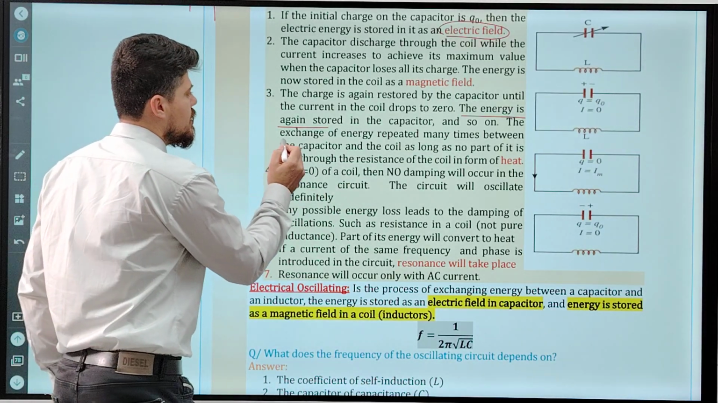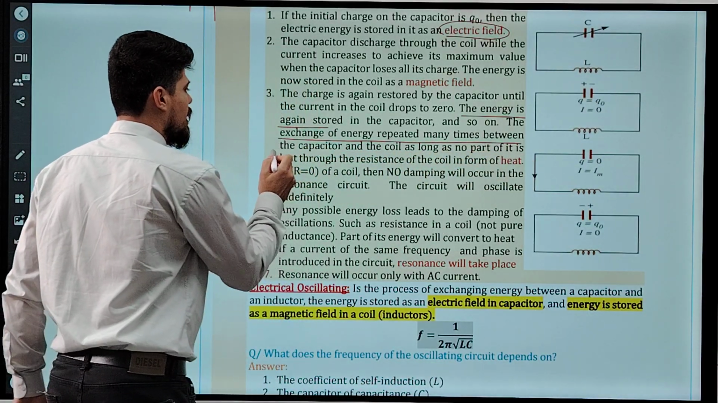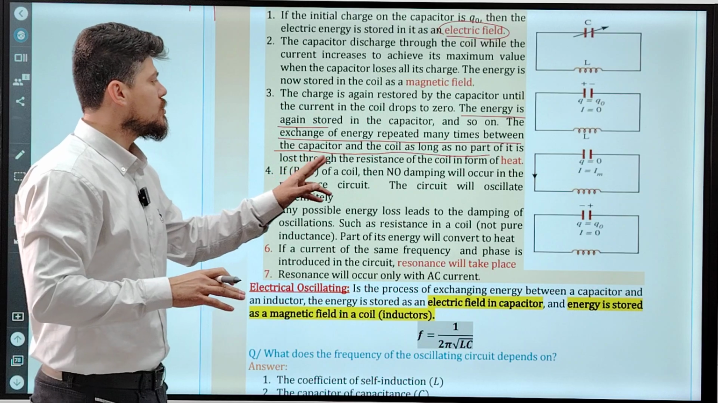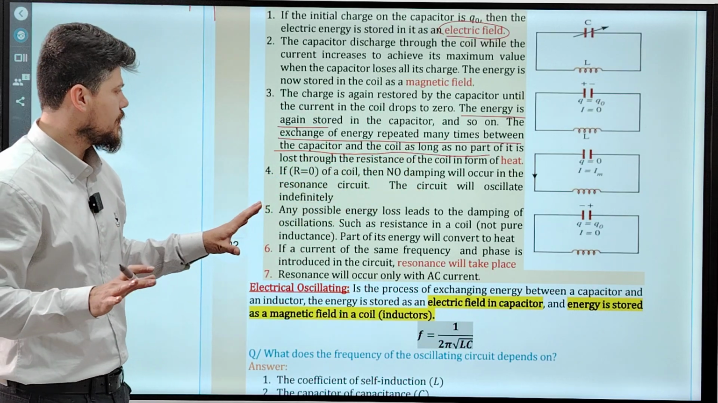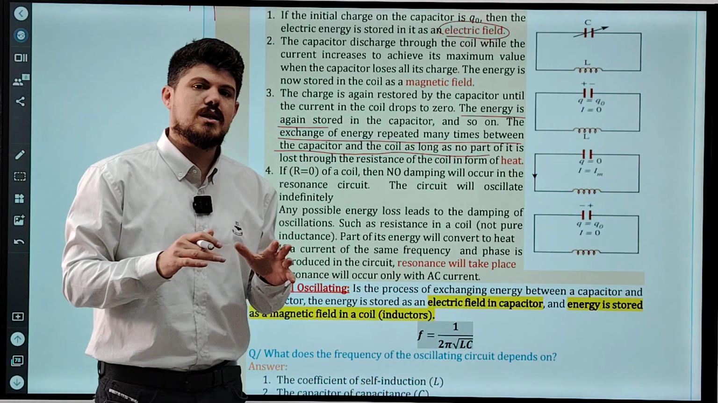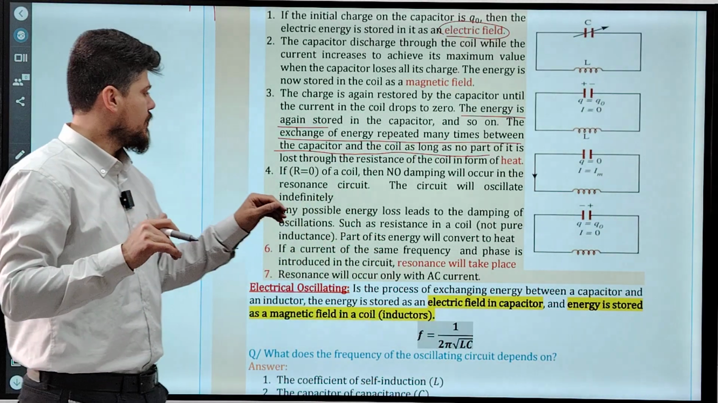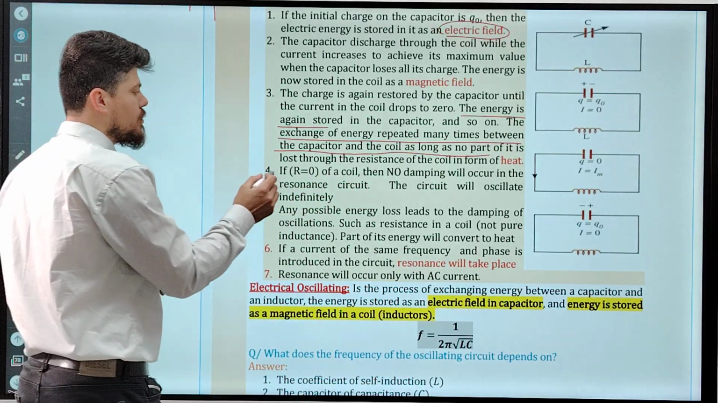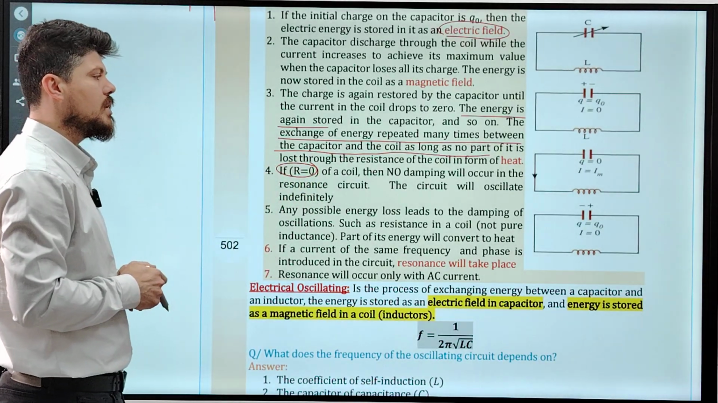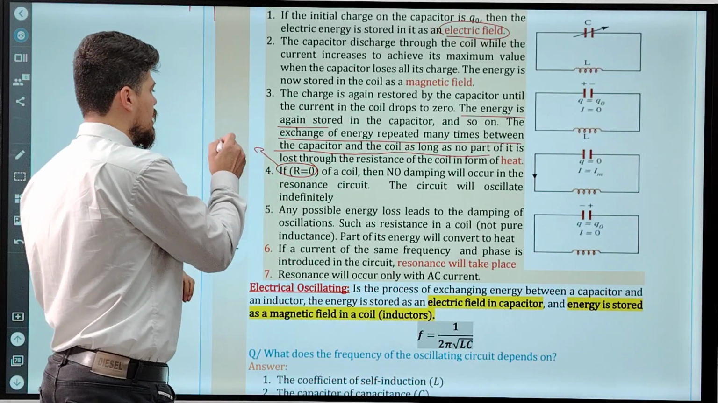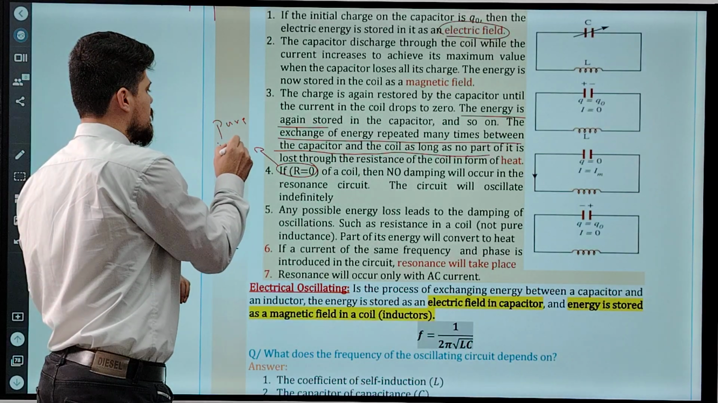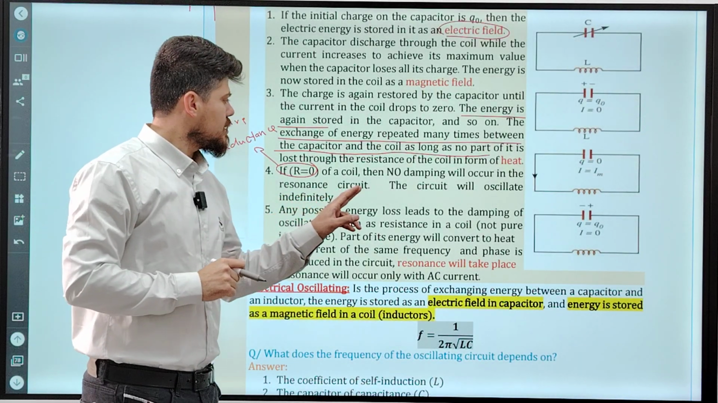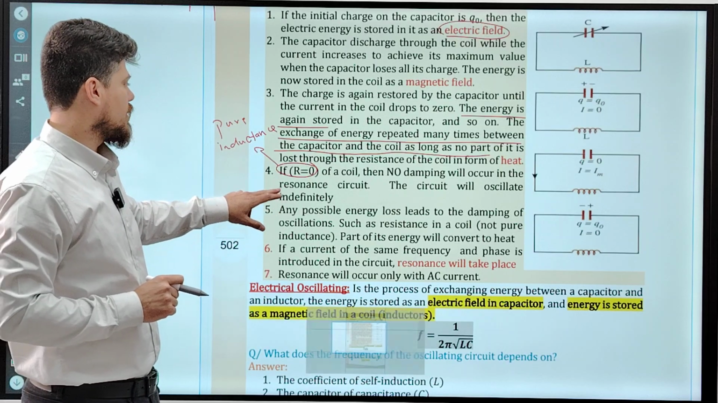The exchange of energy is repeated many times between the capacitor and the coil. As long as no part of it flows through the resistance of the coil in the form of heat, the electric circuit will oscillate for infinity. If the resistance of the coil is 0, then no damping will occur. When does no damping occur? When the resistance of the coil is 0, a pure coil, in the case of pure inductance. So the resonance circuit will oscillate indefinitely.